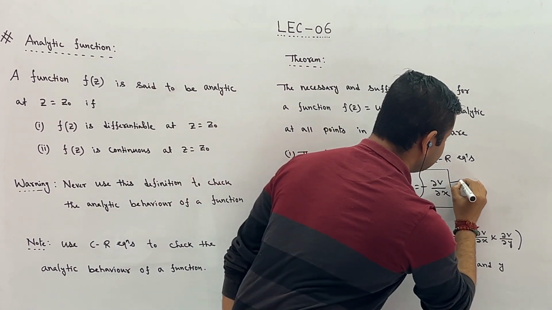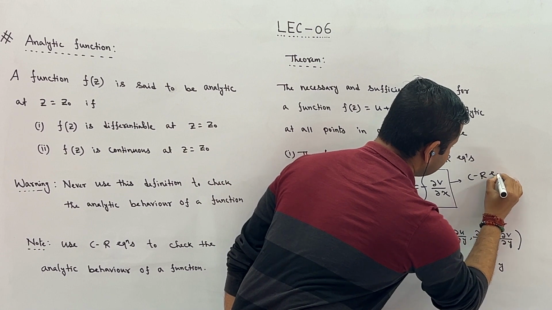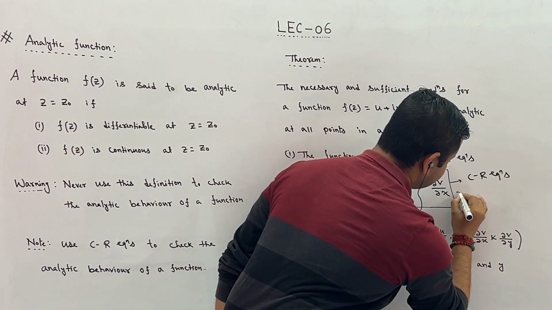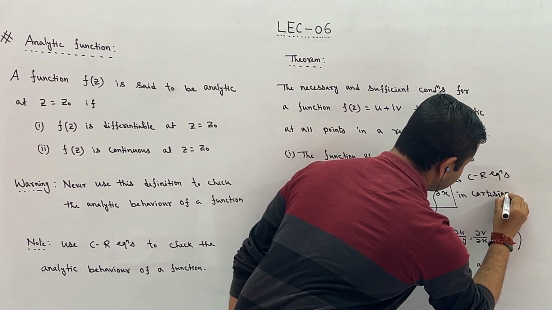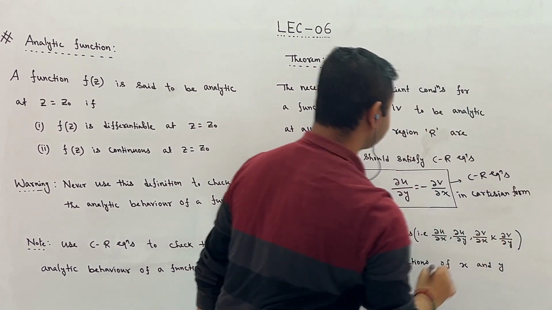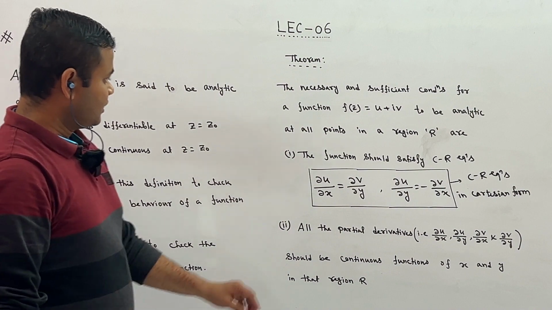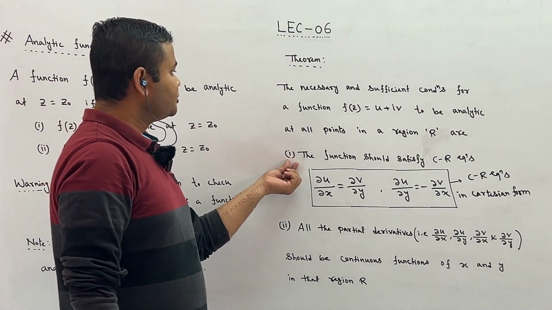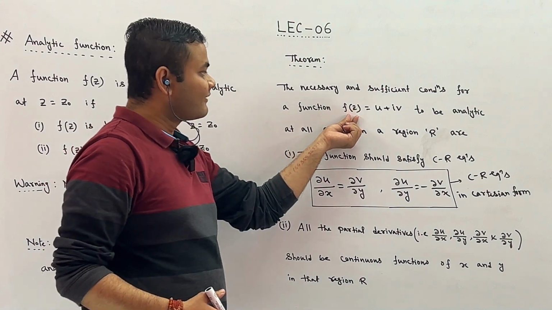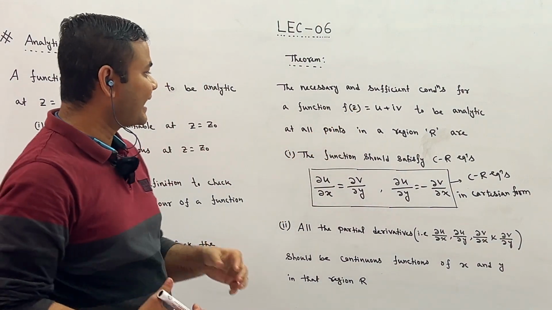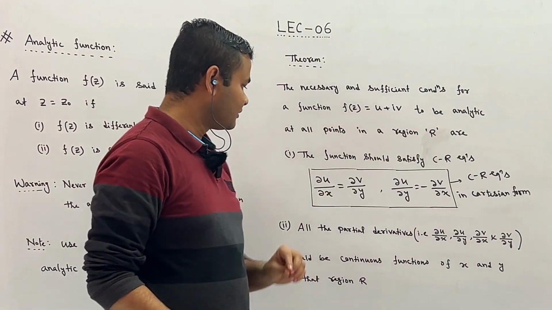So these are known as the CR equations in Cartesian form. And this condition 1 is known as the necessary condition for the function f of z to be analytic at all points in the region capital R.